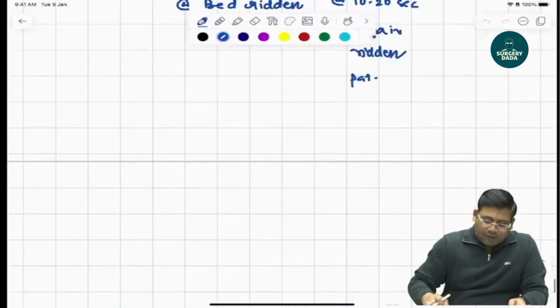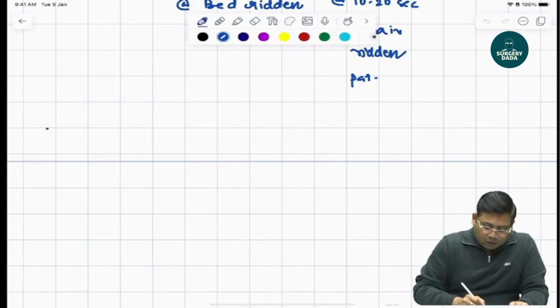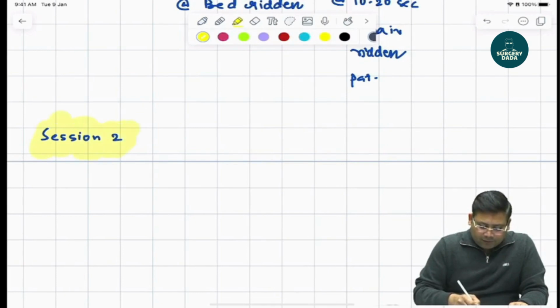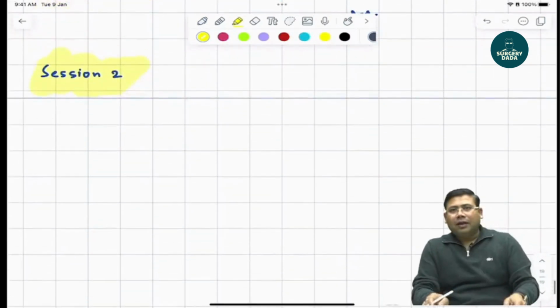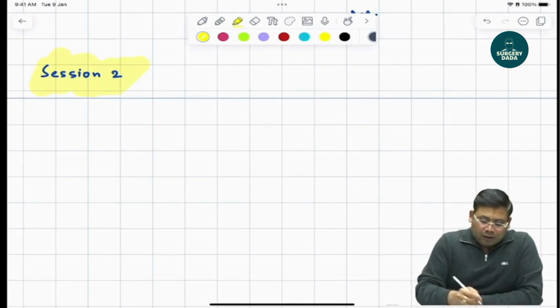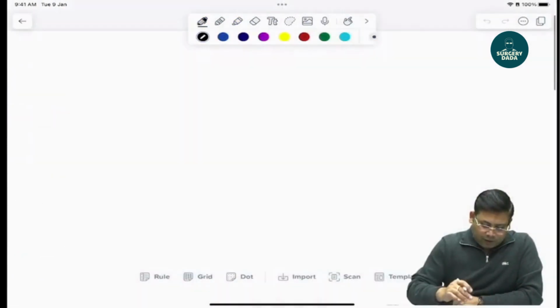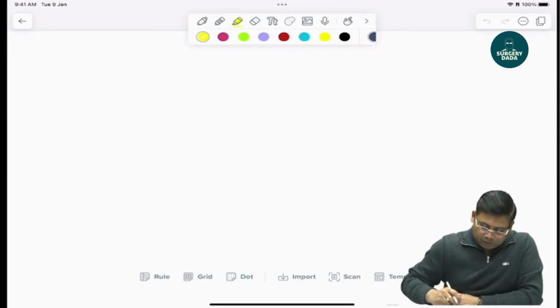I will just mention, this is session 2 that we are starting. So for those who join and this PDF gets uploaded, there should not be any confusion. When we talk about leukoplakia, or let me take a new PDF only. Okay, so this is a new one.